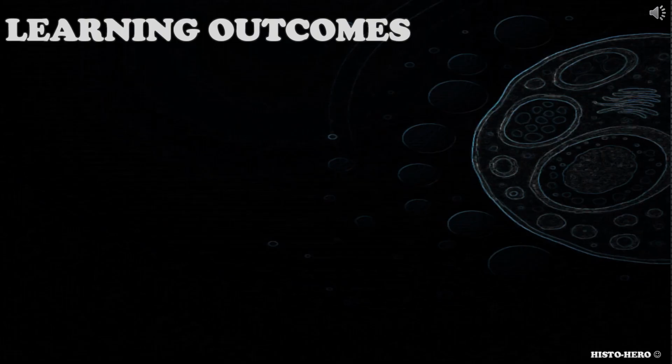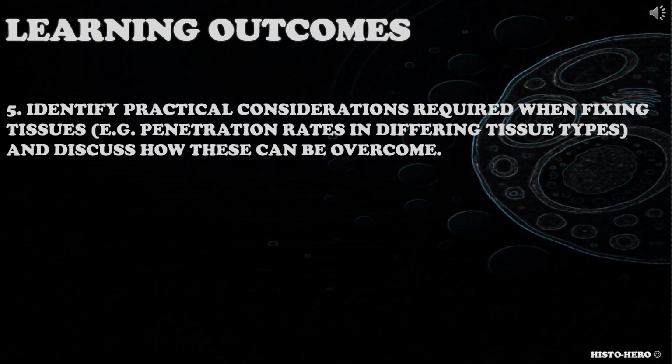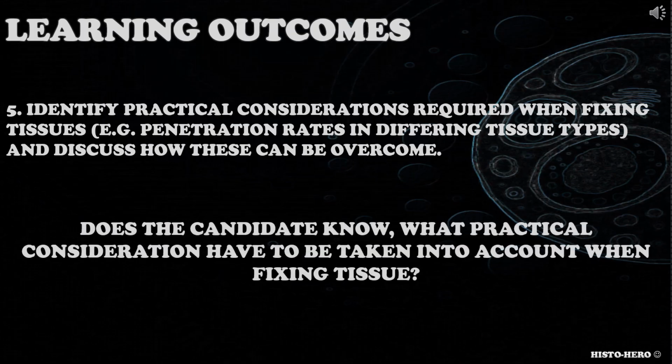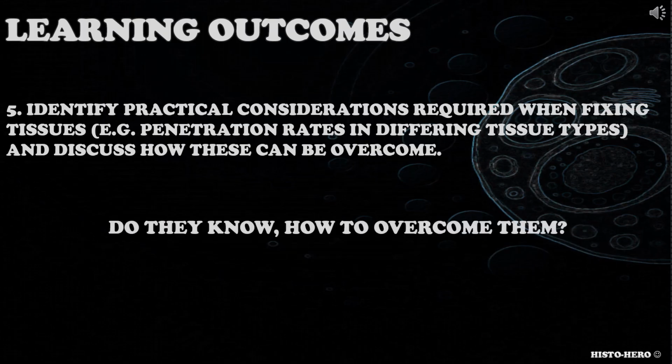The fifth learning outcome is, identify practical considerations required when fixing tissues, e.g. penetration rates in differing tissue types, and discuss how these can be overcome. Candidate needs to know about practical considerations of fixatives. Does the candidate know what practical considerations have to be taken into account when fixing tissue? Do they know how to overcome them?